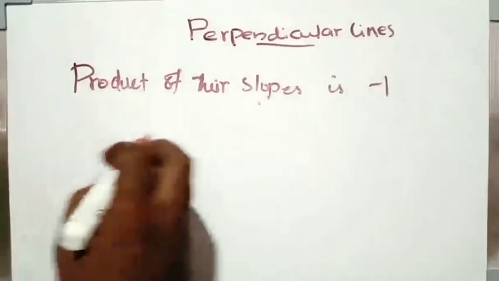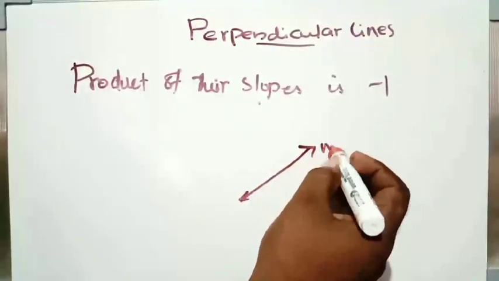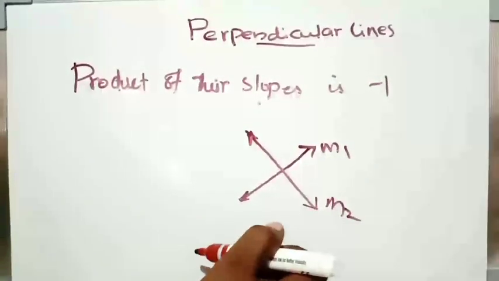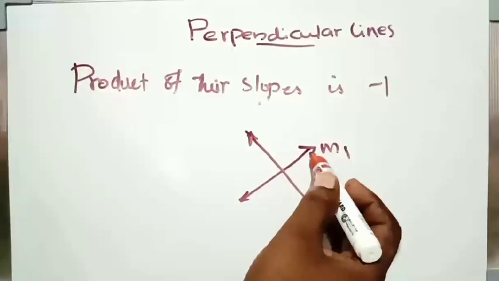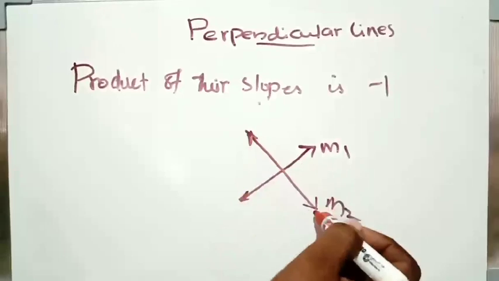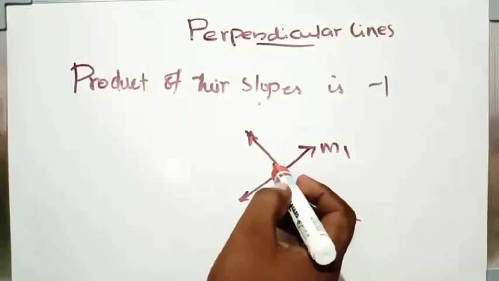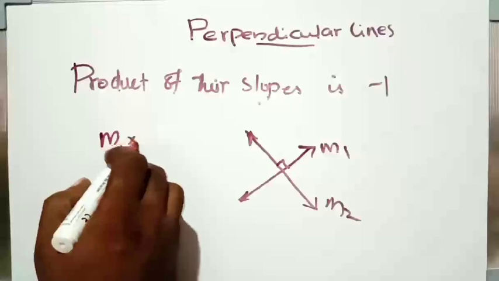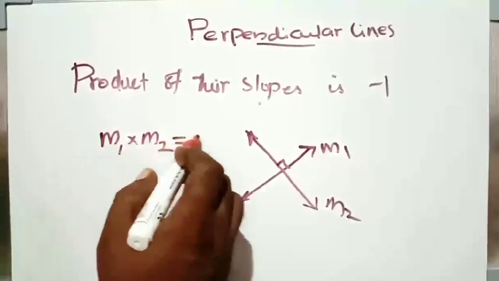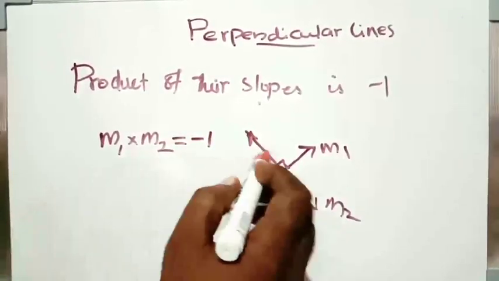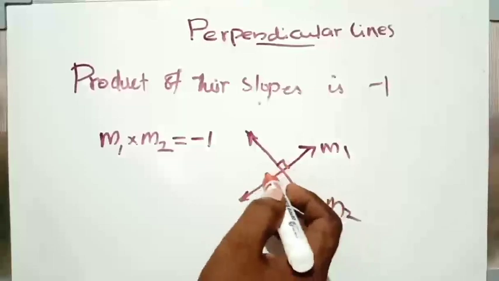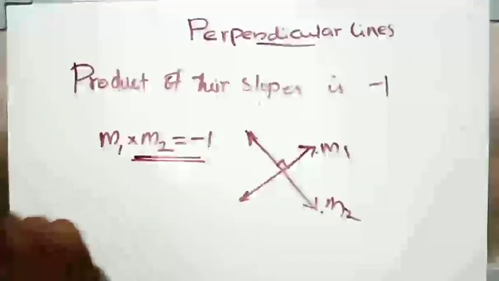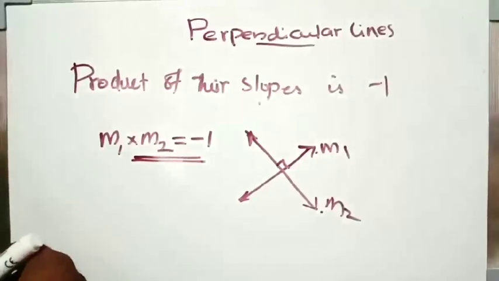That means if the gradient of a line is m1 and the gradient of its perpendicular line is m2, we have two lines. The first one has a gradient m1 and the second one has a gradient m2. If these two lines are perpendicular, then the product of the gradients is minus 1. That means m1 multiplied by m2 is minus 1. This is the property of perpendicular lines.